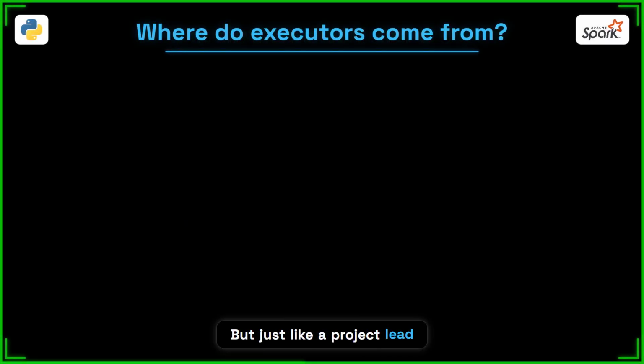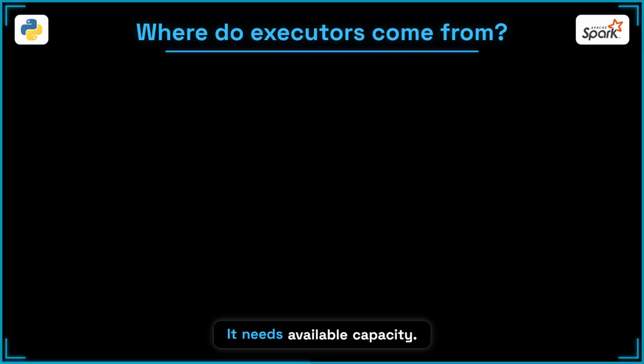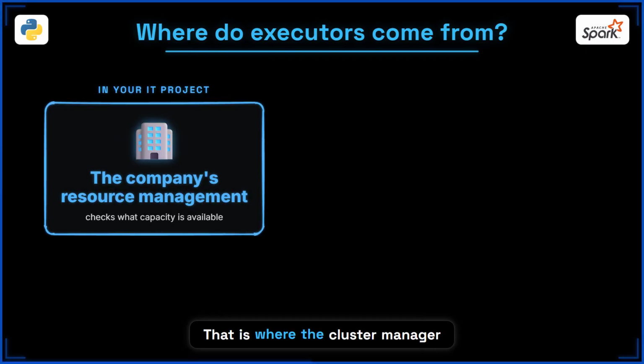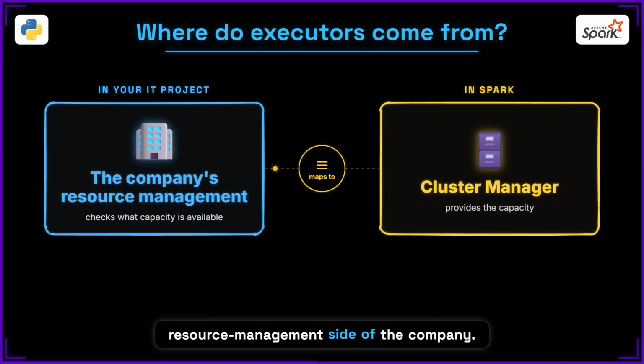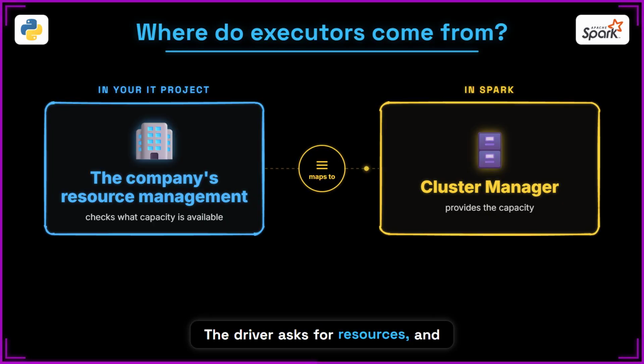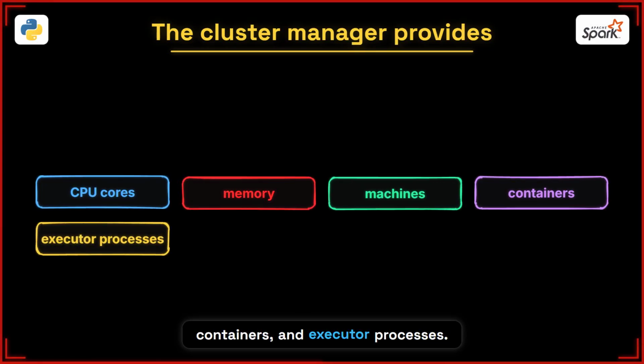But just like a project lead cannot pull unlimited people into a project whenever they want, the driver cannot simply create unlimited executors. It needs available capacity. That is where the cluster manager comes in. The cluster manager is like the resource management side of the company. The driver asks for resources and the cluster manager checks what is available. It provides CPU cores, memory, machines, containers, and executor processes.